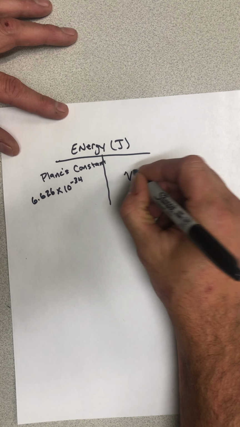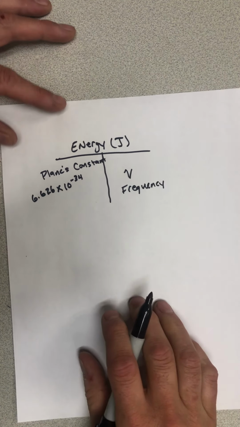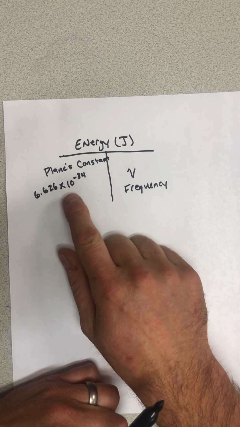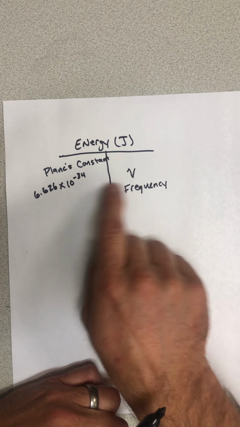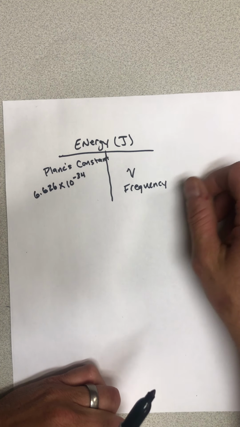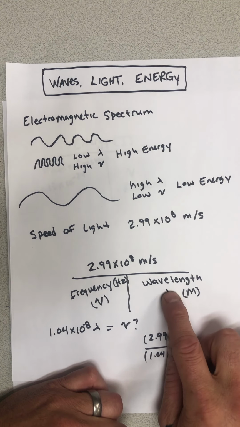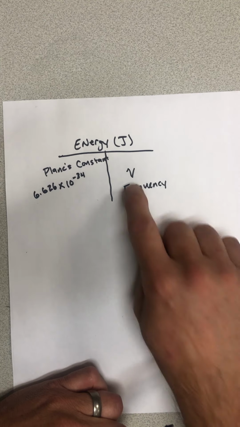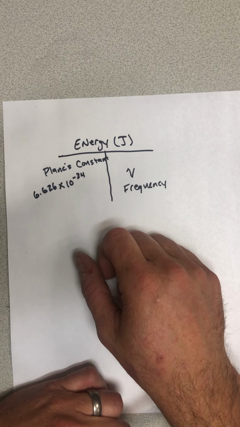And then over here, you're going to use your frequency value. And so if you've been given a frequency for a wave, you can multiply your frequency by Planck's constant to get energy, okay? Or if you've been given the wavelength and you want to know the energy behind that wavelength, you would first have to use this to solve for frequency, and then substitute that frequency in here, multiplied by Planck's constant, to get your energy value. So hope that helps.